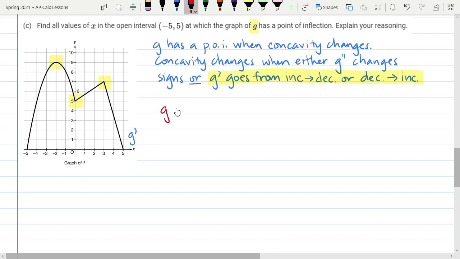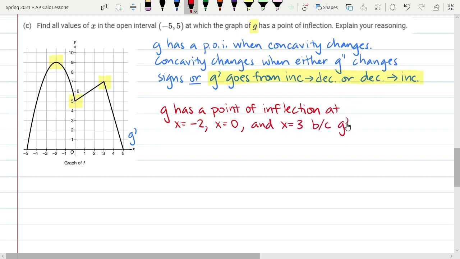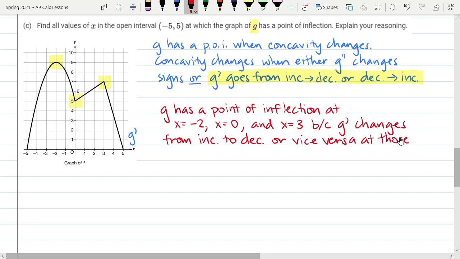So that means g has a point of inflection at x equals negative 2, x equals 0, and x equals 3, because g prime changes from increasing to decreasing, or vice versa, at those locations. And that's all you would need to say.